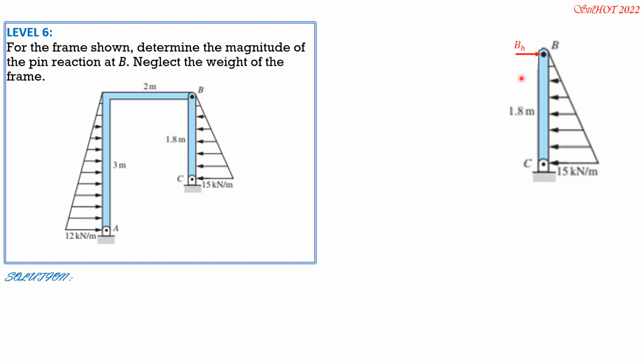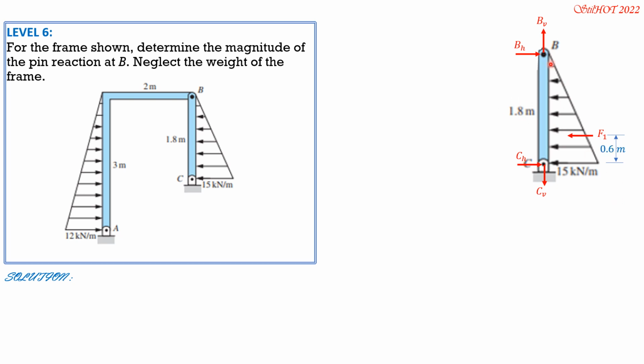So this is the free body diagram. Call that BH, CH, vertical reaction at B, and vertical reaction at C. So we set moment at C equals 0 to solve for BH. F1 is the area of this loading triangle, and this distance is 1/3 of 1.8, so that's 0.6 meter.